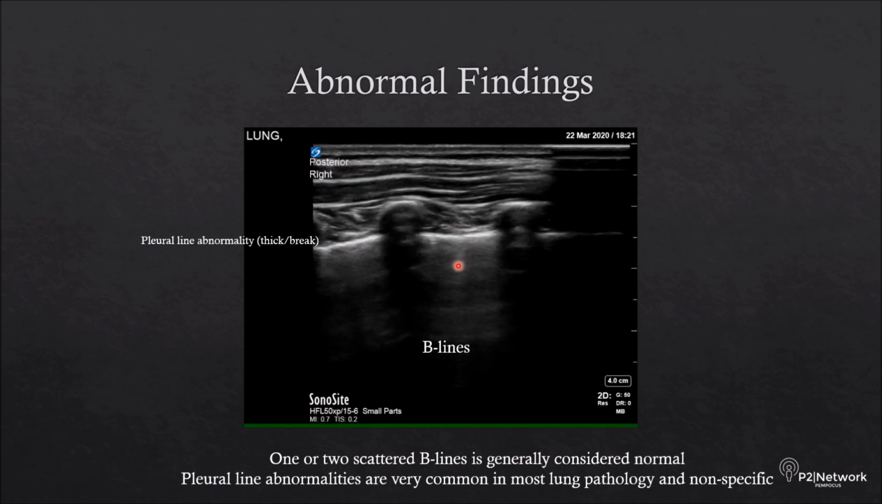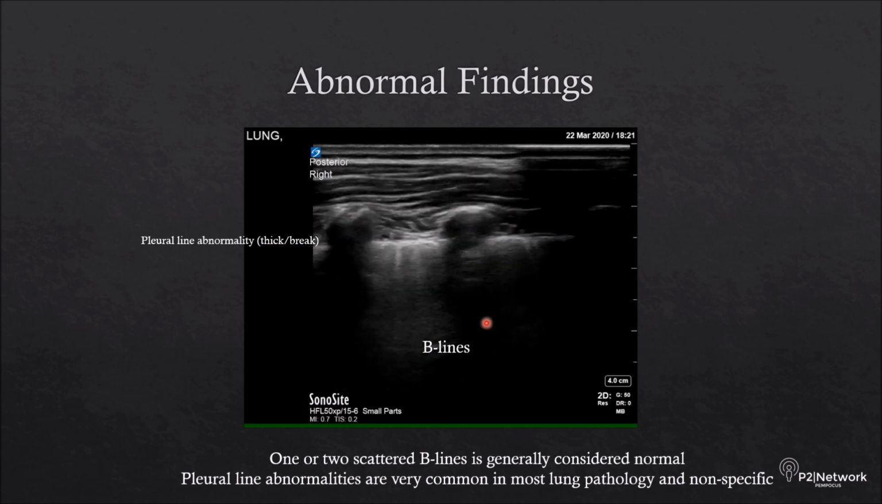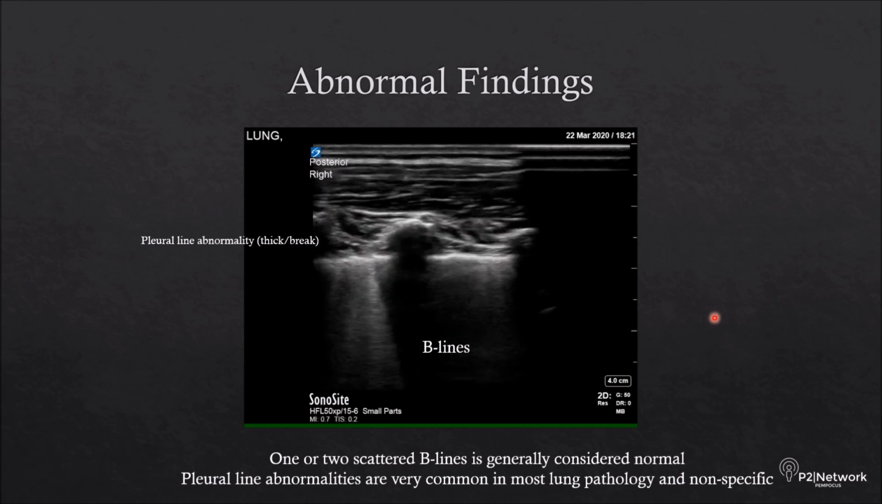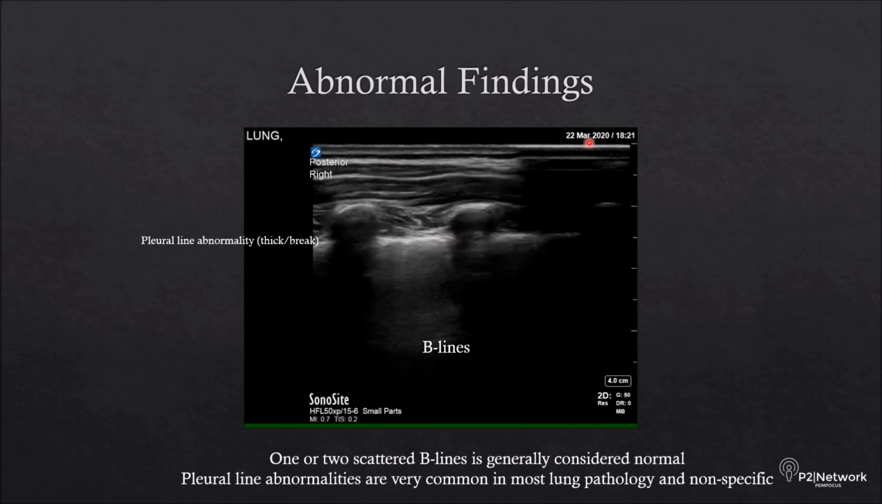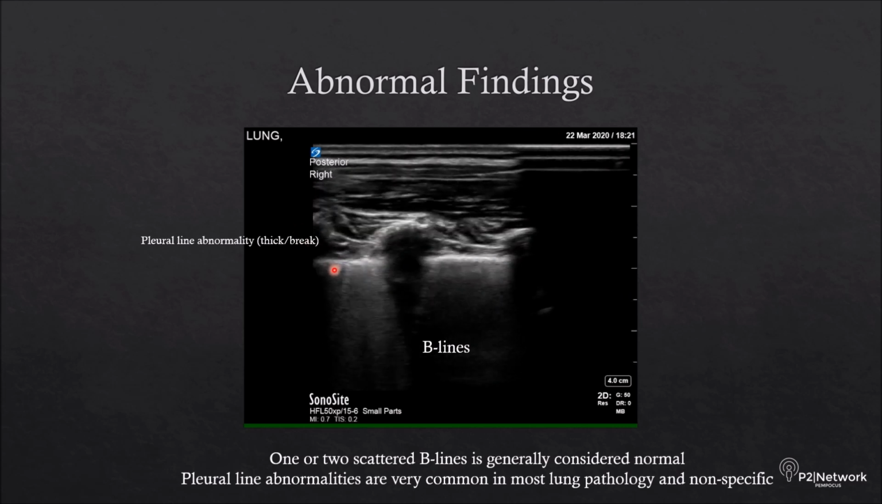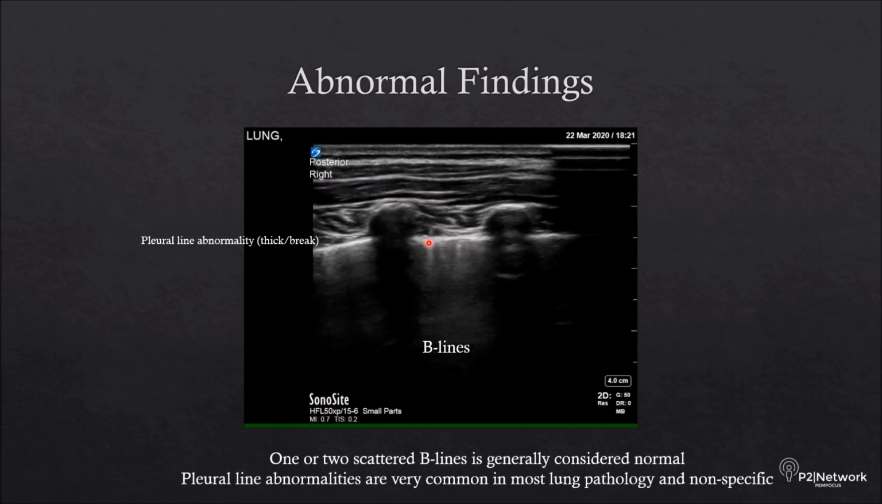And they have to reach the way bottom of the screen and erase A lines that go across before you consider it B lines. Otherwise, they're called Z lines, which we'll talk about a bit later. And here you actually see a little bit better of an example of a pleural abnormality where it looks a little bit thicker and there's small little breaks in the line, the pleural line over here.